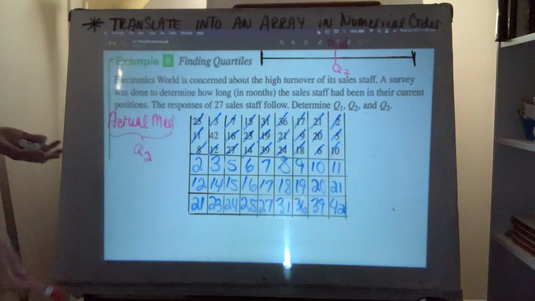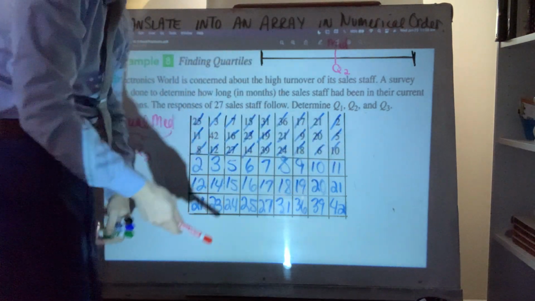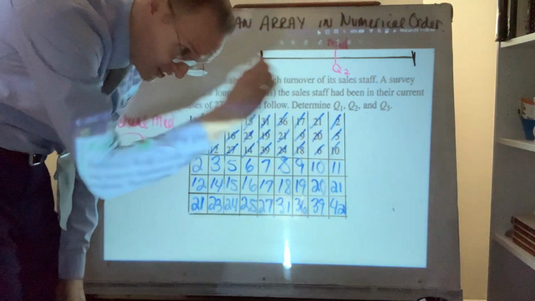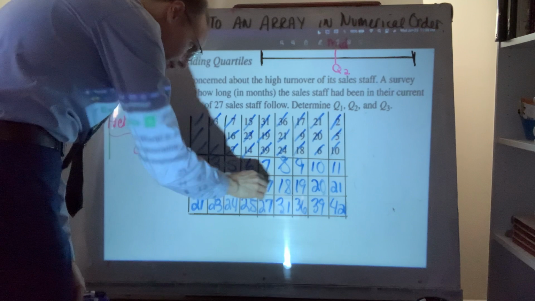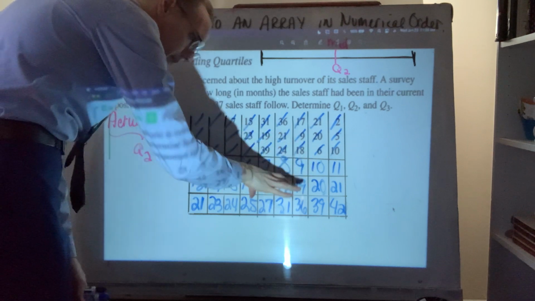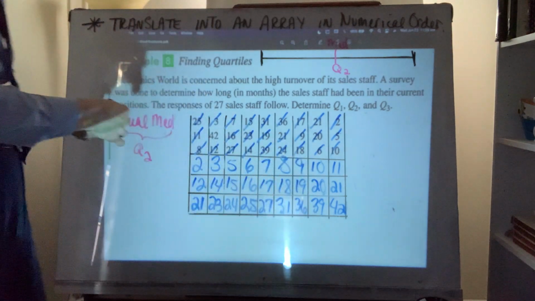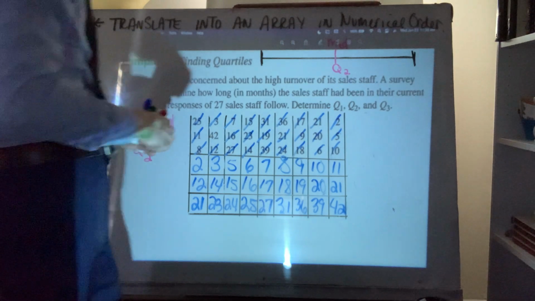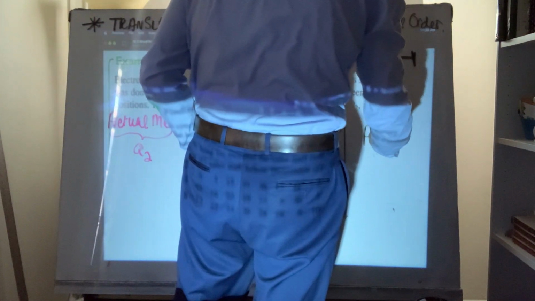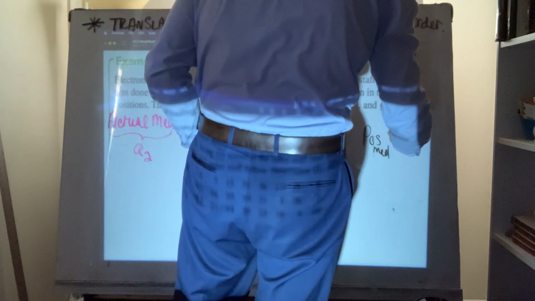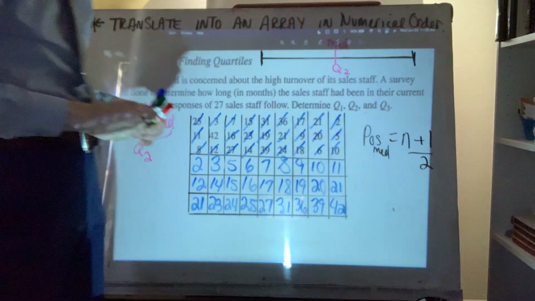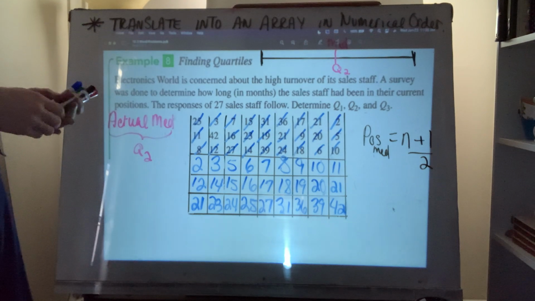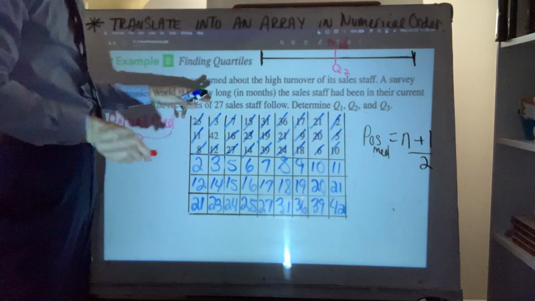You could, if you wanted to, since you know that there are 27, realize that there's an even amount of data. So you could just try to figure out how many should occur before and how many should occur after. But there's an actual formula, so why not take advantage of that? Remember, the position of the median is the number of data plus 1 divided by 2. Or the sum of the frequencies, same difference. There's 27.